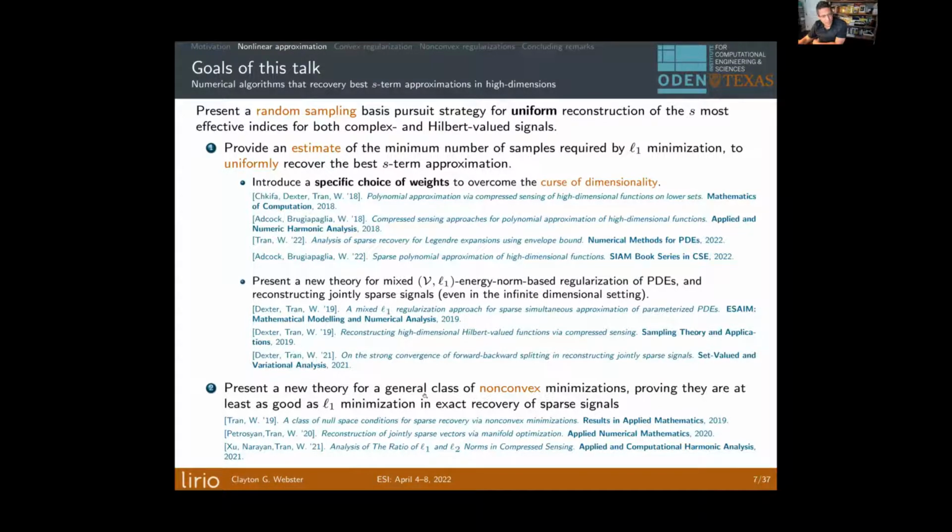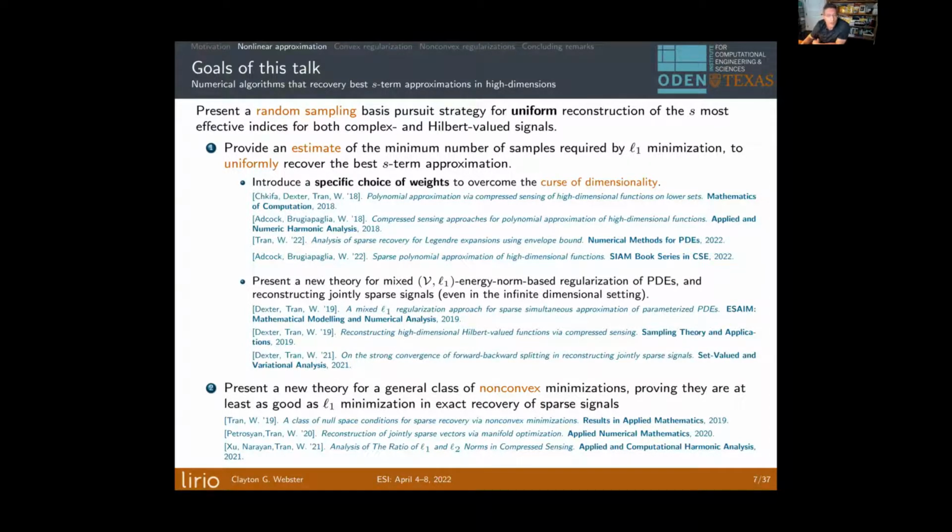And as I mentioned, we've also looked at regularizing with non-convex minimization type problems. And we're able to develop a theory that shows in what cases these non-convex minimization problems that people have looked at are at least as good as L1. And there are several papers there as well.